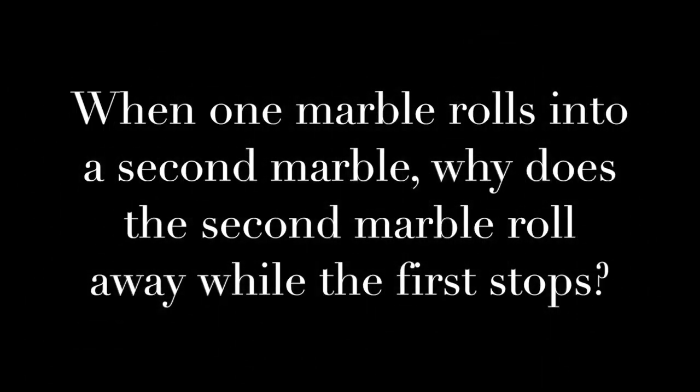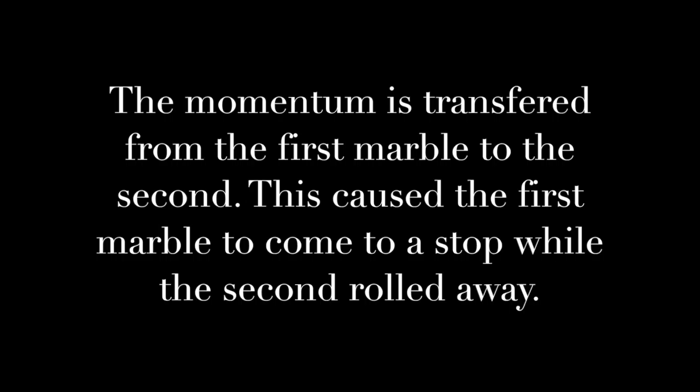When one marble rolls into a second marble, why does the second marble roll away while the first stops? The momentum is transferred from the first marble to the second. This caused the first marble to come to a stop while the second rolled away.